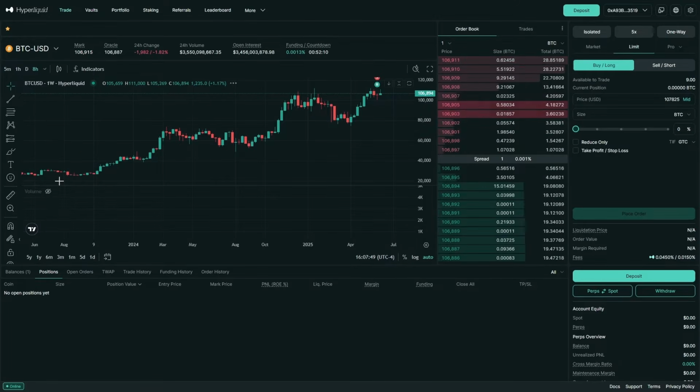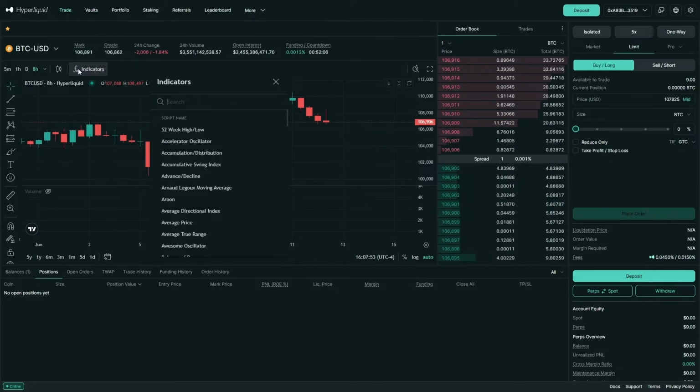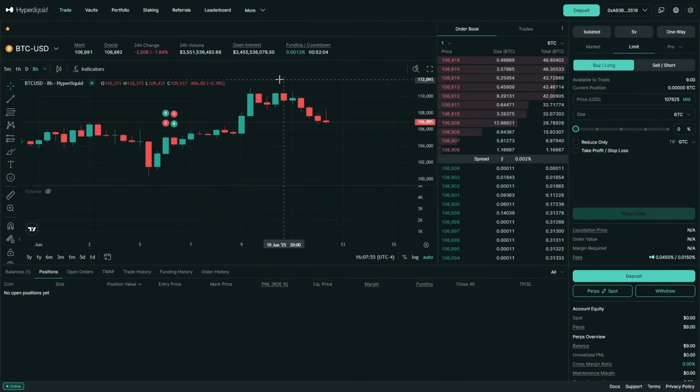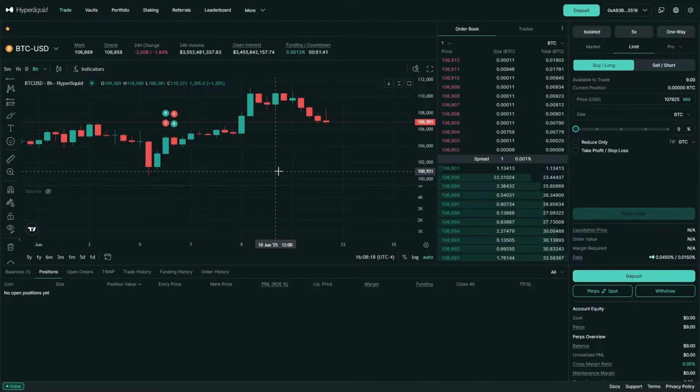You can go through here, 8-hour on the time frame, okay? There are different indicators that you can choose from, all right? And there are all these different trading tools on the left-hand side. Again, I'm not going to get too in-depth, but if you are someone who does like to use charts for trading, Hyperliquid is more than capable of keeping up with your needs.